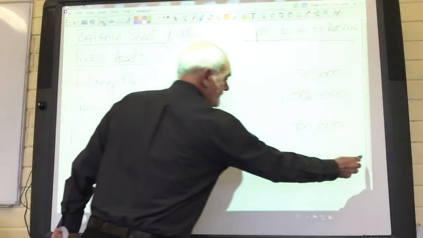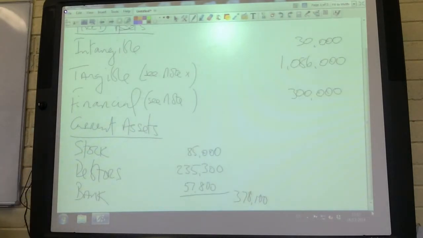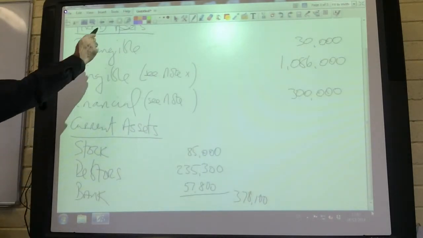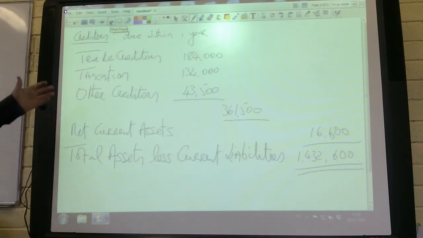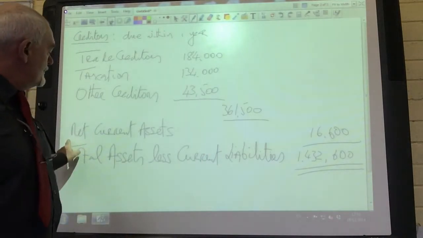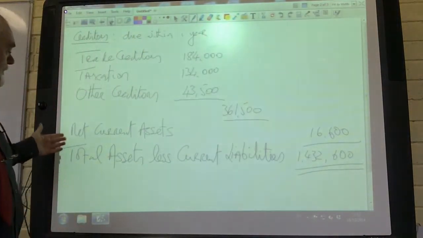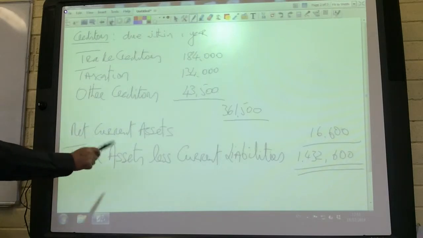Our current assets, again, just the three categories: stock, debtors and bank. Less the liabilities falling due within a year. Again, the published accounts restrict you to particular terminology: trade creditors, taxation and other creditors. You take your liabilities falling due within a year from your current assets, and you get your net current assets. As we said, the thing you normally call working capital is net current assets, and the total of the asset side of the balance sheet is referred to as total assets less current liabilities.